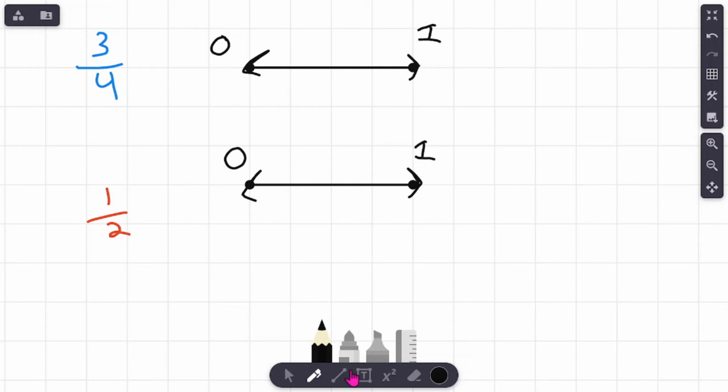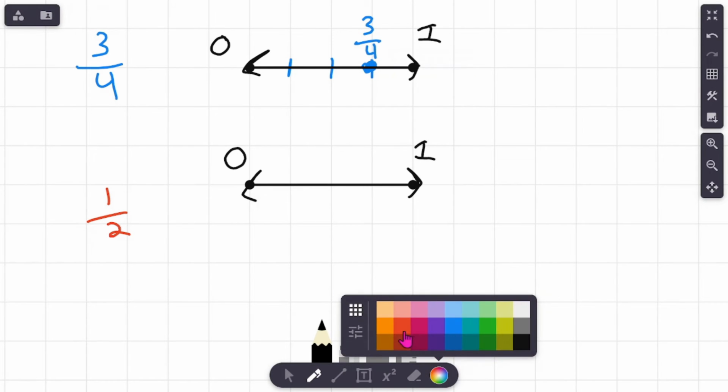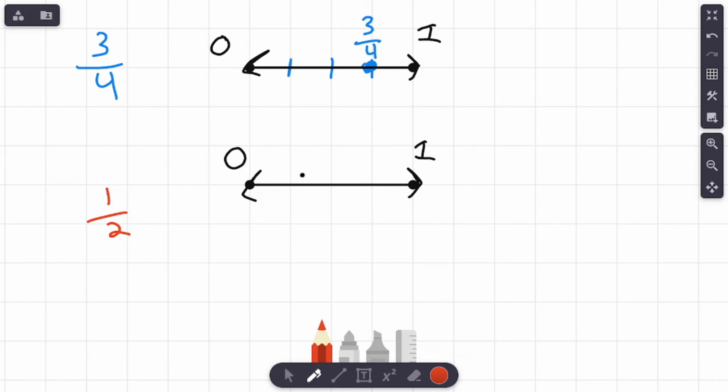All right, hopefully you have paused the video. Let's jump into 3/4 first. What's our denominator? It is 4, so we need 4 equal sections. 1, 2, 3, 4. What is our numerator? Well, our numerator is 3, so we're going to go over 1, 2, 3. Here we are right here. This is going to be 3/4. Let me write that at the top of it. All right, there is 3/4 on our number line. Now let's do 1/2. Our denominator is 2, so we need 2 equal sections.